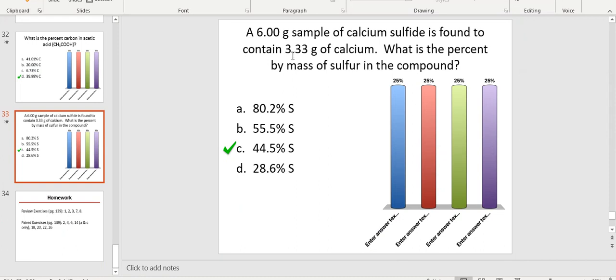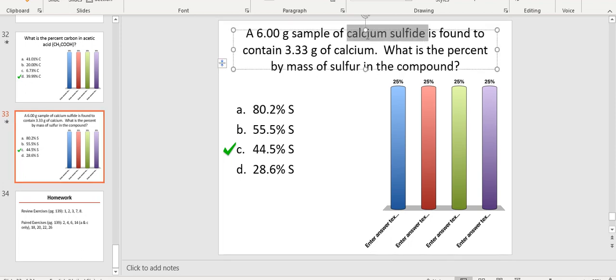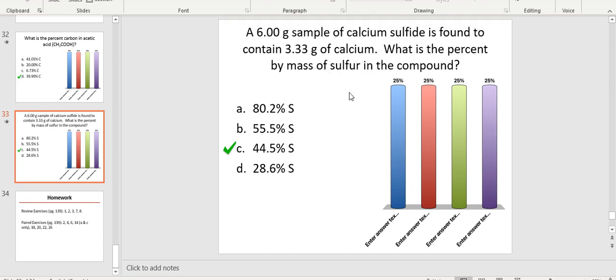6 grams of calcium sulfide is found to contain 3.33 grams of calcium. What is the percent by mass of sulfur in the compound? This one here, be careful. I didn't give you the chemistry, I only gave you the English. So you have to know what the chemical formula of calcium sulfide is. Remember this from week 5. Calcium 2 plus, sulfur 2 minus. It's an ide, 2 bananas, so it's ratio 1 to 1.